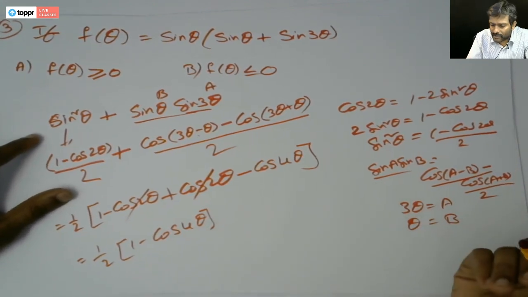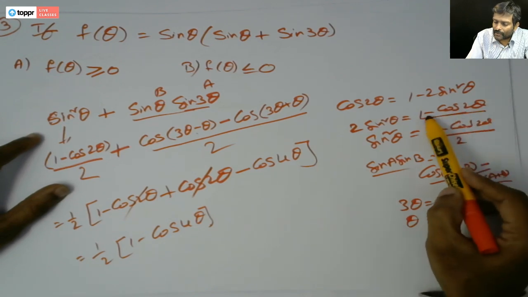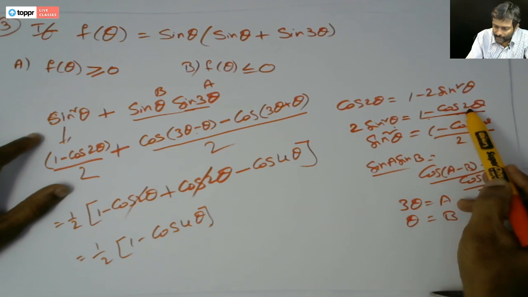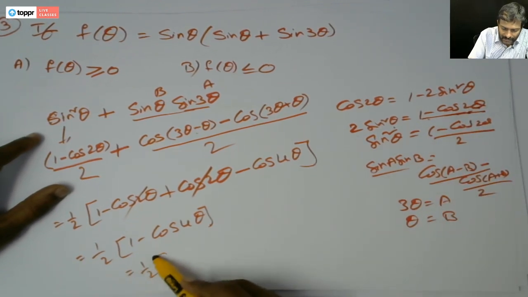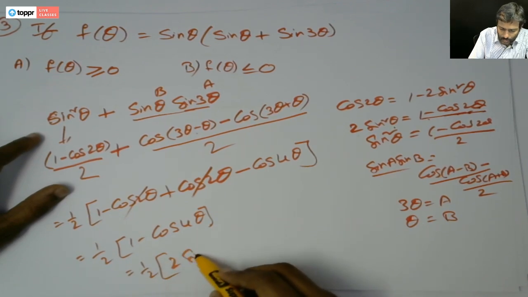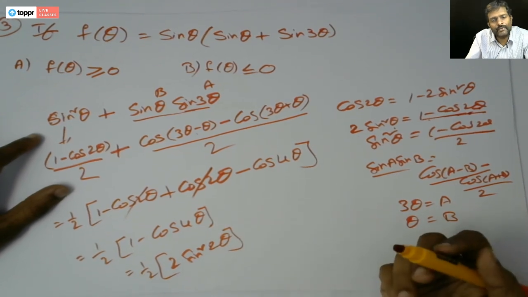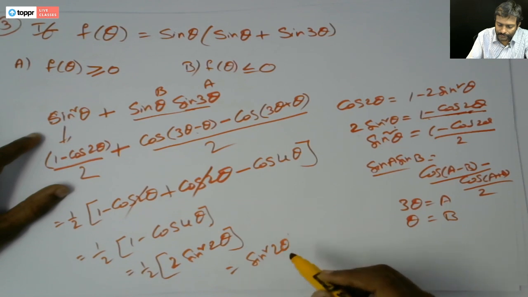Now, 1 minus cos 4 theta, what can we write this as? We already know 1 minus cos 2 theta is 2 sine square theta. So here I have 4 theta, which means I'm taking the value of theta as 2 theta. So I can write this simply as 2 sine square 2 theta, which will give me sine square 2 theta.